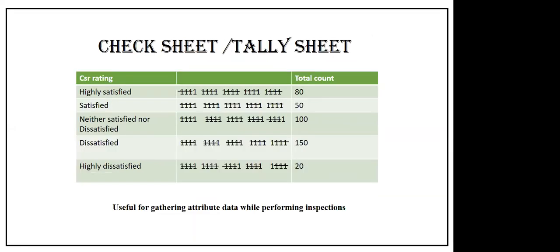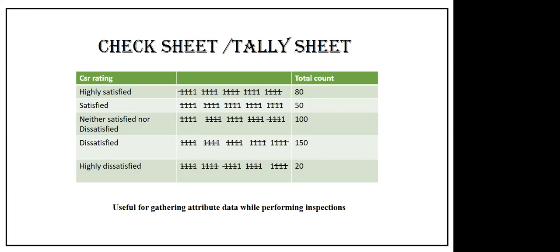Now let us see, out of 400, 80 people marked the view as highly satisfied. 50 of them marked satisfied. 100 of them neither satisfied nor dissatisfied. 150 of them, which is a huge number, marked the views as dissatisfied. Finally, 20 of them are highly dissatisfied. You can get a picture of the CSR rating of the patients from the above mentioned problem.